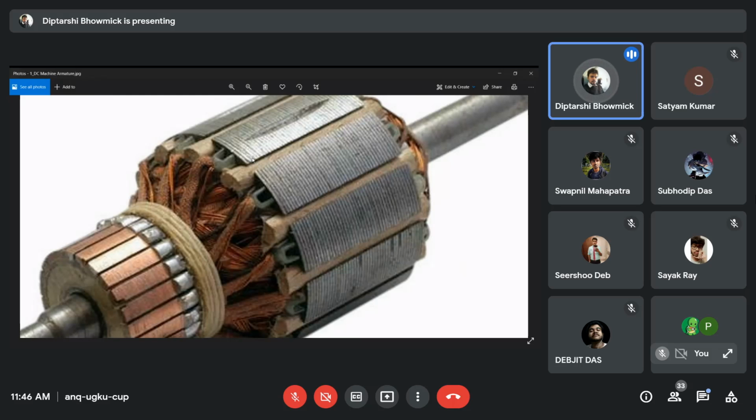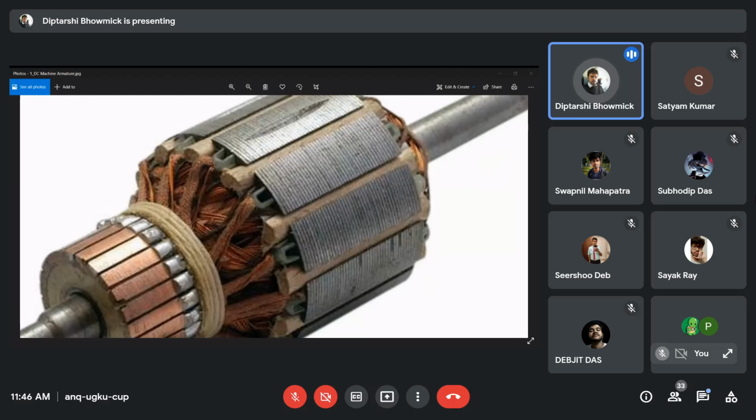Because if the windings come out from the slot, then there will be a short circuit. A dead short circuit will be there. They will connect to each other. So we have to keep the windings inside the slot, and that's why we place a wedge over here, a wooden material which is non-conducting. At the same time, it gives good mechanical strength. So this is the wedge. The wedge is made of wood.